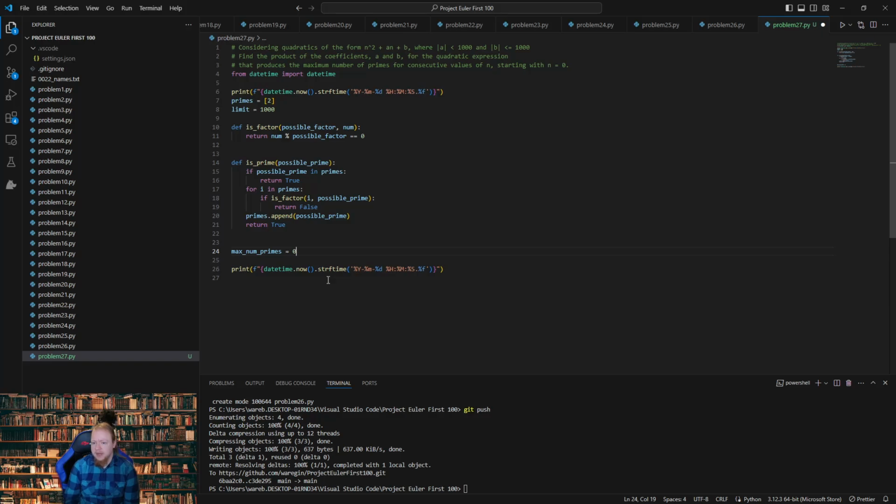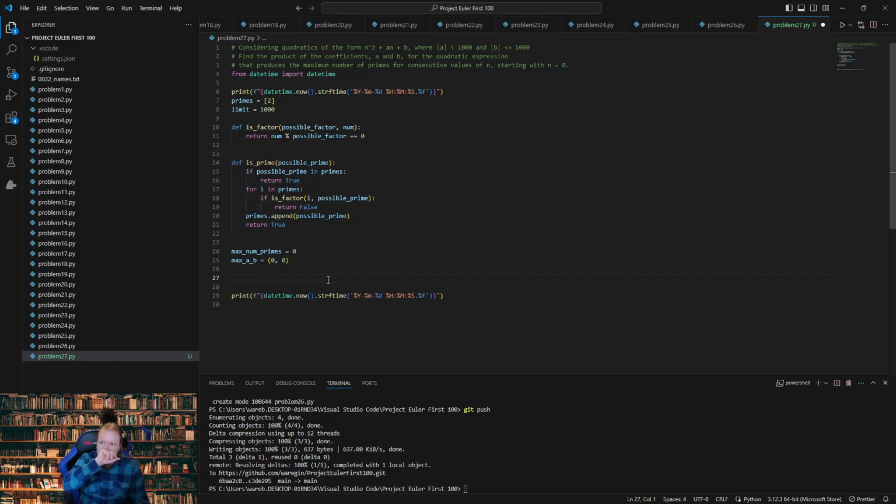So we have to have our maximum primes, and then along with that, we're going to have our max AB, and I'm going to have that be 0, 0 for now. And then what I am going to do is basically a triple for loop. Now that's not going to be very efficient, but we're testing few enough values that I'm hoping it might work.